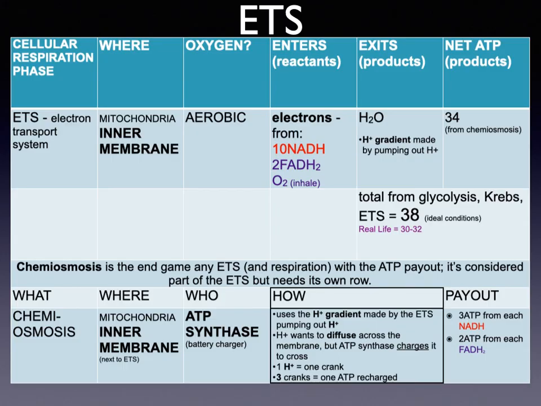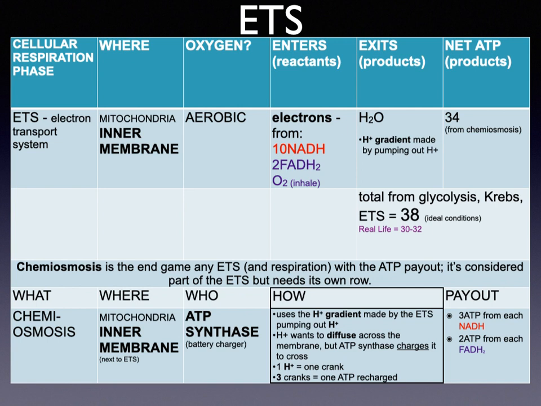There's a nice table here showing us the difference of what's going on with the electron transport system, which occurs in the inner membrane. It is considered aerobic. What enters? Well, electrons enter. 10 electrons enter from 10 NADHs and 2 FADH2s, and we need some oxygen that you inhale. What exits is H2O, water, and we're going to produce an H+ or proton gradient.